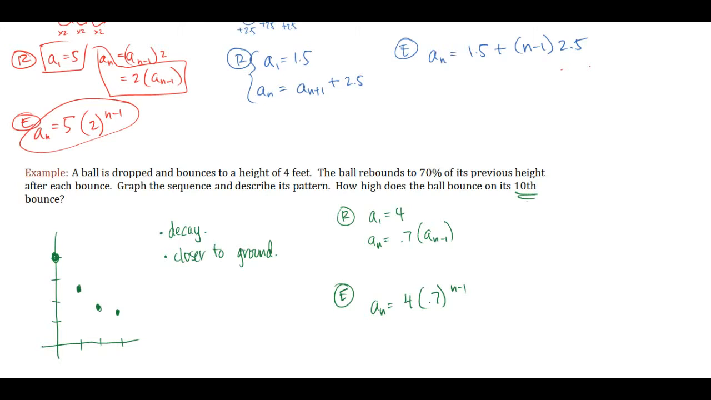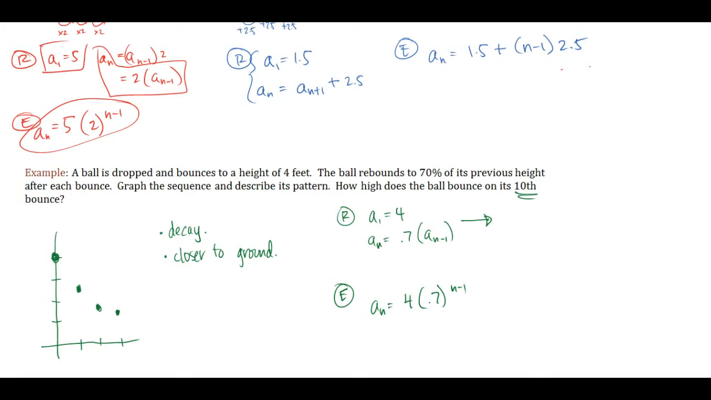Well, think about that for a minute. The 10th bounce, if you're going to use the recursive formulas, you're going to have to find the 9th bounce, so you can just multiply by 0.7. Well, to get the 9th bounce, you got to do the 8th bounce. And to get the 8th bounce, you got to do the 7th. And that's why it's harder to use. It's a lot easier to make the equation, but way harder to use.